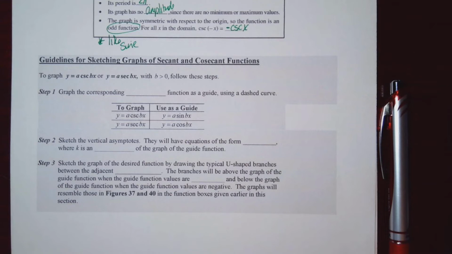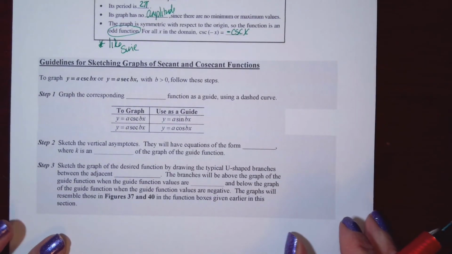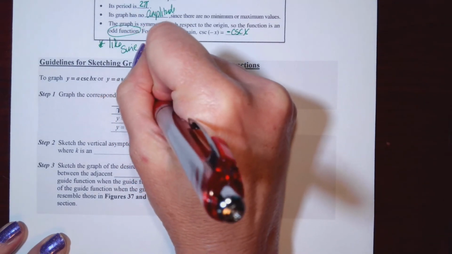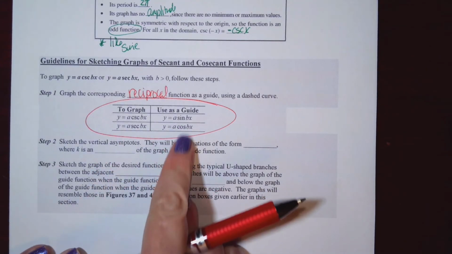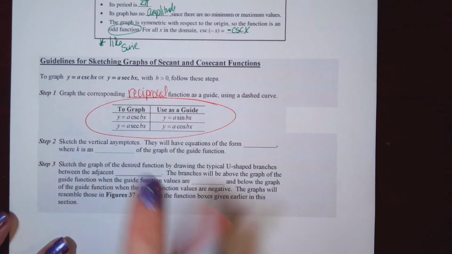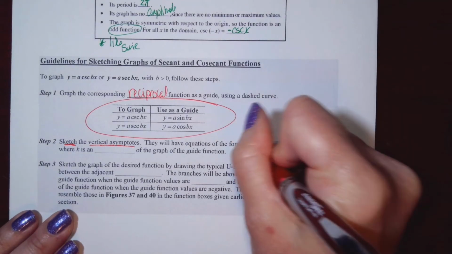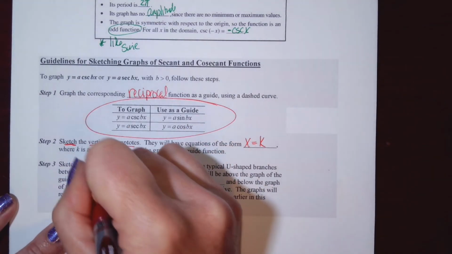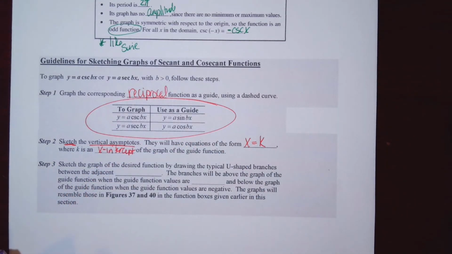We've got guidelines here for those of you who like everything in a nice orderly spot. To graph secant and cosecant, you graph the reciprocal function. You don't really graph cosecant and secant to start. You graph sine or cosine. Then you sketch the vertical asymptotes. Don't leave off your asymptotes. They're part of your graph. They come in the form x equals k, where k is an x-intercept. That value of center on your sine or cosine graph gives you your vertical asymptote.